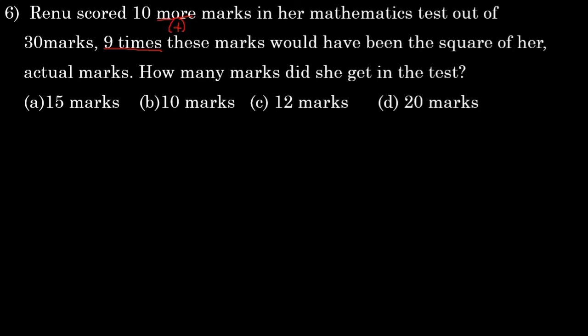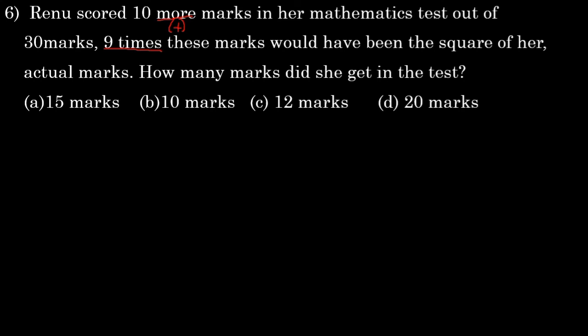And here they said 10 more marks in a mathematics test out of 30 marks. That means each paper has 30 marks. In that 30 marks, she got 10 more marks in the maths paper compared to other papers. 9 times of these marks would have been the square of her actual marks. That means it's the square of the actual marks. In the options they gave, any one number's square is the actual answer. So we need to find out the actual marks of our test.